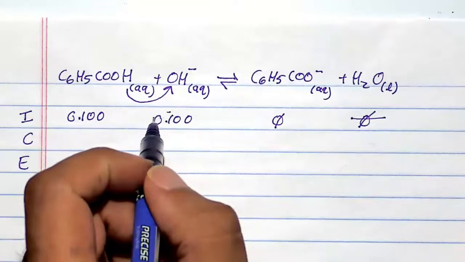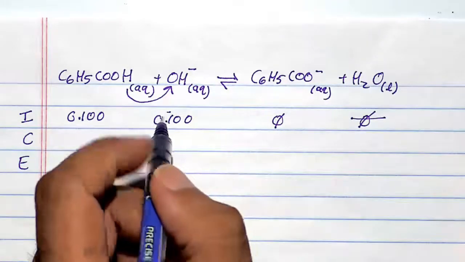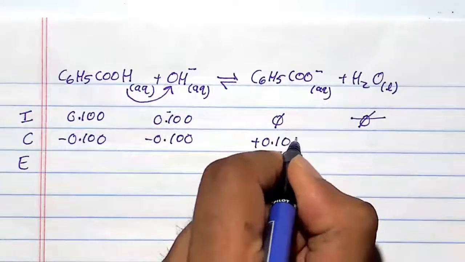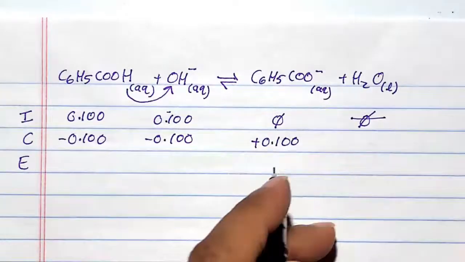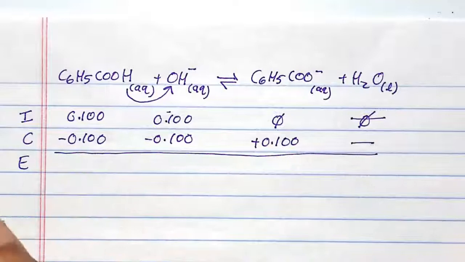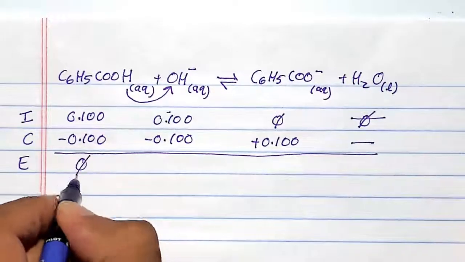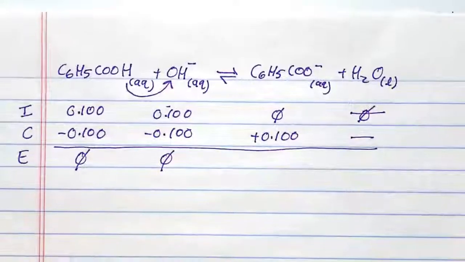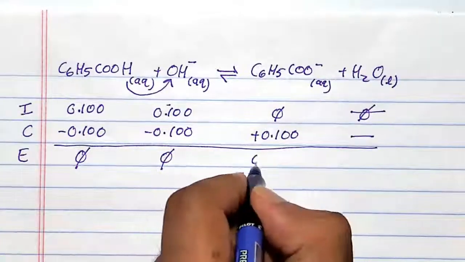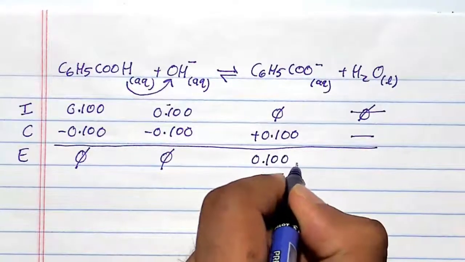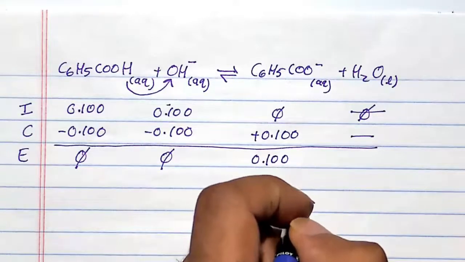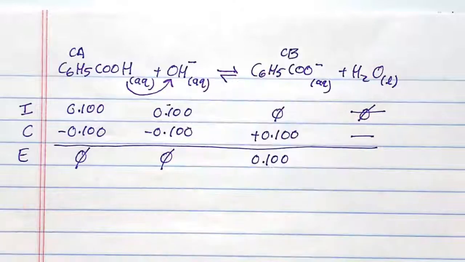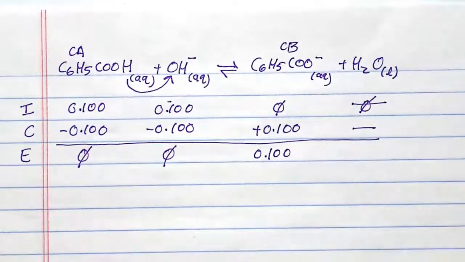Well, all of the hydroxide is going to get eaten up because it's a strong base. You're left with 0.100 molar of the benzoate, and it's just water. And you're left with 0 of the benzoic acid. You're left with 0 of the hydroxide ion. And you're left with 0.100 molar of the conjugate base, benzoate. Here's our conjugate acid, here's our conjugate base. The question is asking for what is the pH.